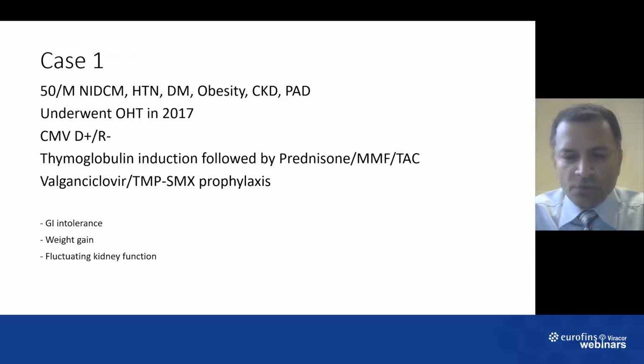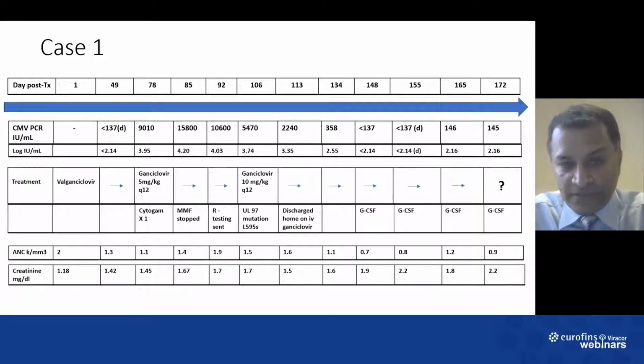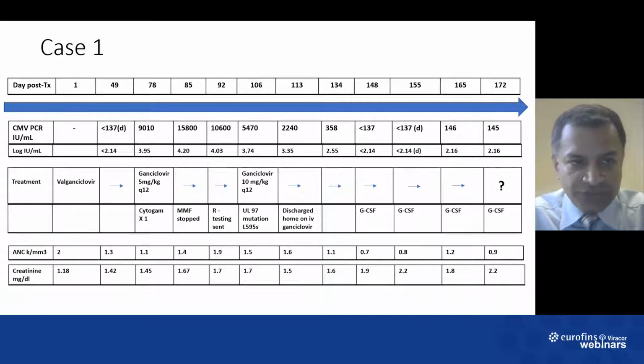His immediate post-op course was a little bit rocky, with a lot of GI intolerance associated with some missed medications. He also gained a lot of weight along with fluctuating kidney function. Now I'm going to talk about the status of his CMV infection. In this slide, you would see days post-transplant, the CMV values, the treatment course, along with the supporting values.